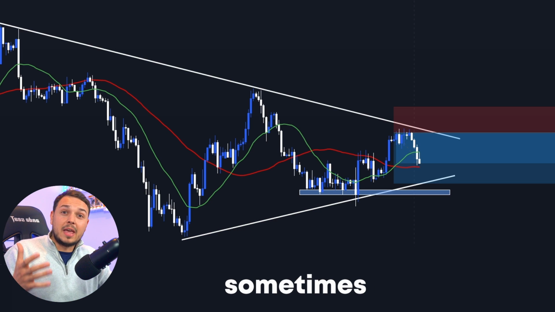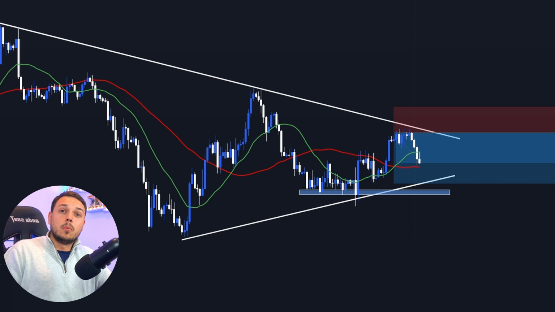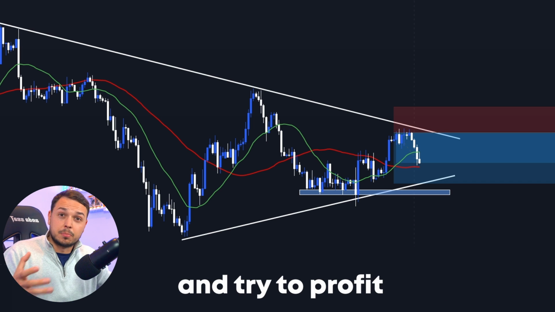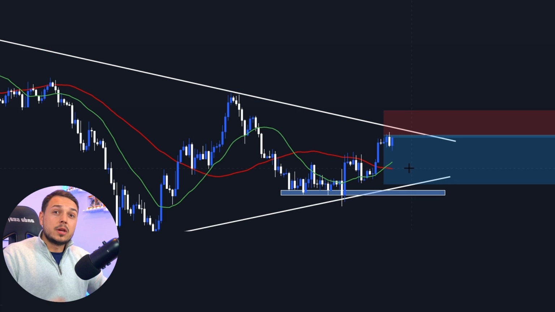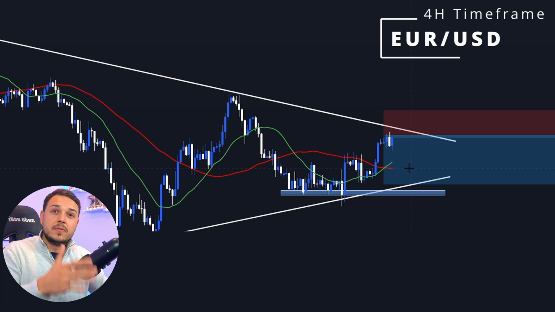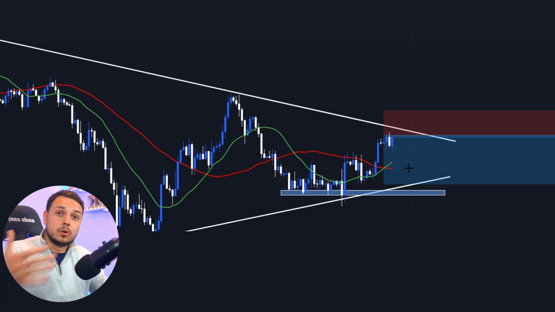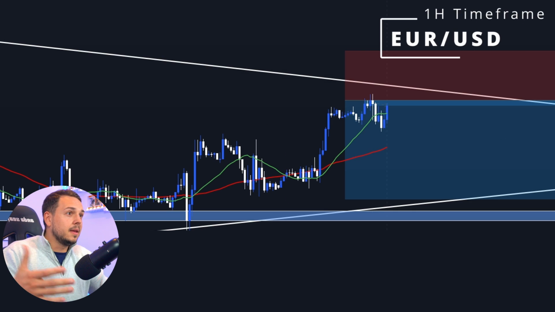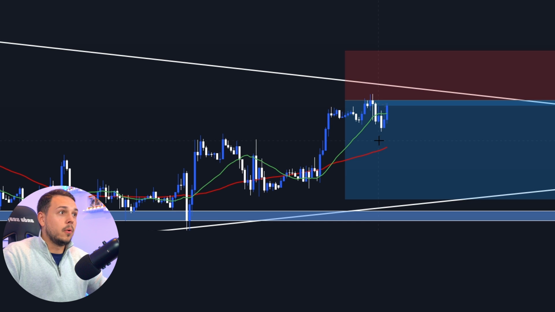However, sometimes a trend just does not last. So what we have to do is break our trading strategy and try to profit a different way. A great example over here is this EURUSD trade I sent to my VIP members on my Discord community. And as you can clearly see, the 2 moving averages are actually at the bottom, and the same thing can be seen on the 1-hour time frame.